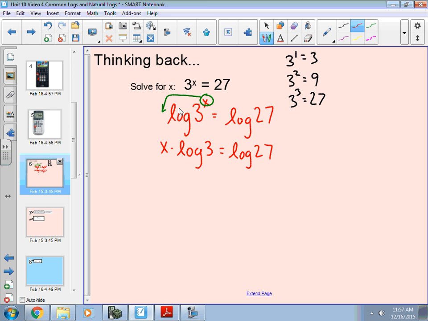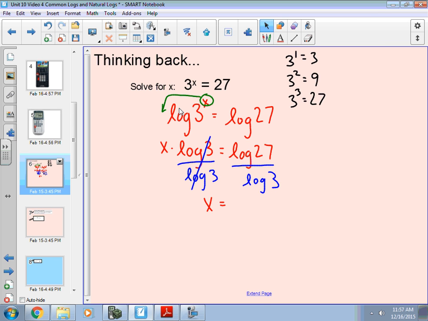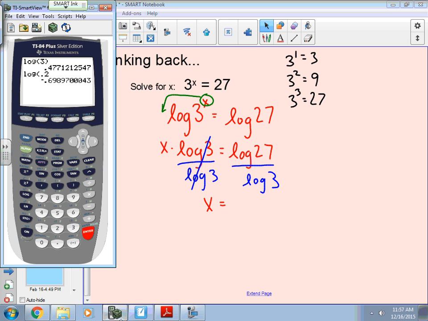Okay, so now our problem looks like that. Now, if we're going to solve for x, we can, because now x is being multiplied to this log. If we divide by log 3, now we can solve for the answer. So on our calculator, if we take log of 27 divided by log of 3, it should give us the same answer we got before of 3. Let's check it out and see that it works.